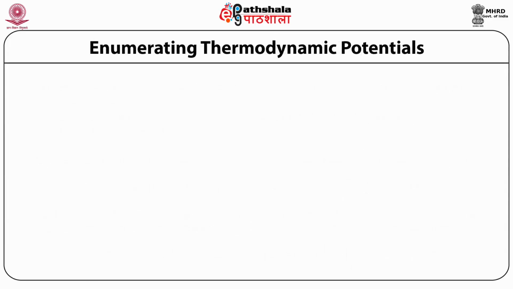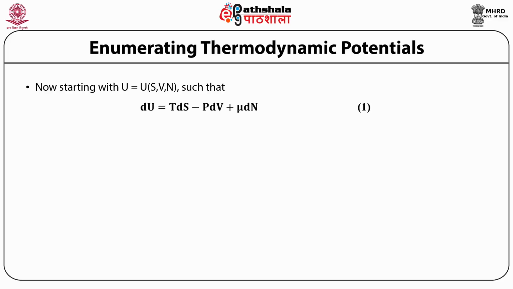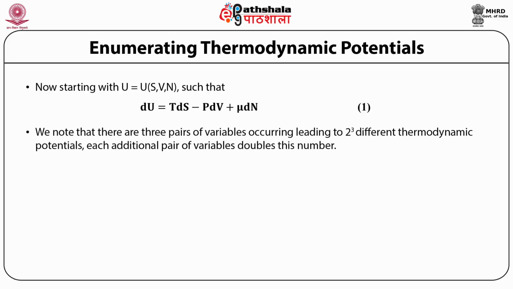Let us now try to enumerate various thermodynamical potentials which we encounter in statistical physics and in thermodynamics. Let us start with internal energy U, which is a function of S, V and N, such that dU is equal to TdS minus PdV plus mu dN. We note that there are 3 pairs of variables occurring here, leading to 2 raised to the power 3 different thermodynamic potentials. Each additional pair of variables doubles this number.